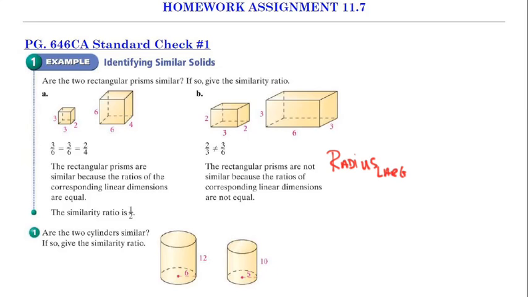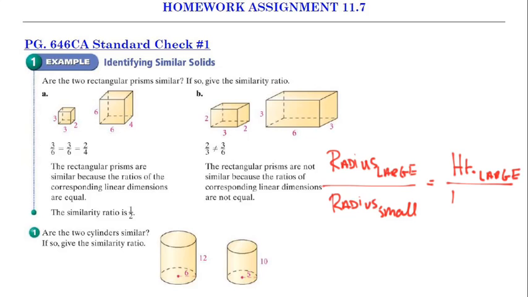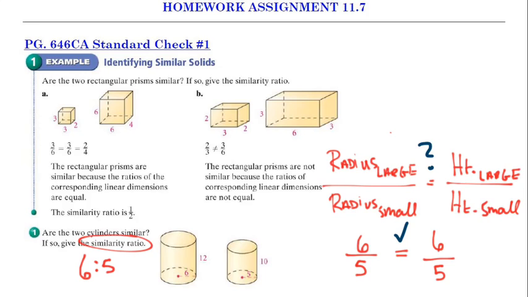So if I take the radius of the large over the radius of the small, that needs to equal the height of the large over the height of the small. So I just plug in my values. I don't know if that's equal. I get 6/5 is the same as 12/10. If I reduce that, if I divide by 2, I get 6/5 is the same. So it is proportional, which means it is similar, which means that my ratio is 6:5.